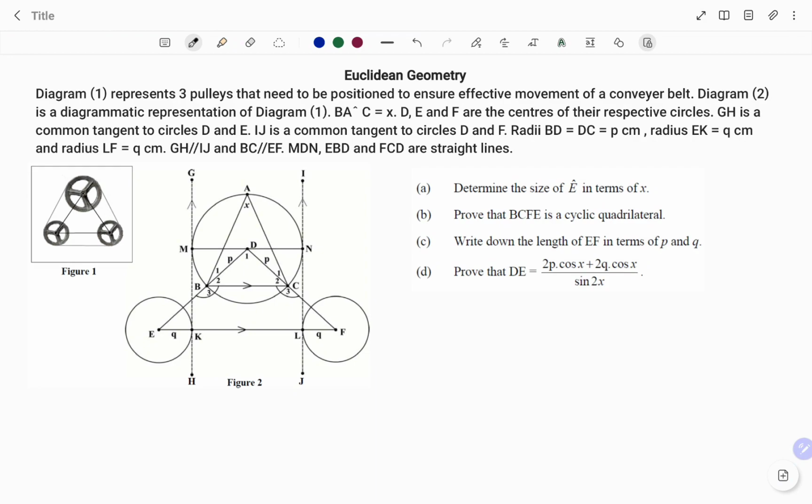We are to: A, determine the size of angle E in terms of x. B, prove that BCFE is a cyclic quadrilateral. C, write down the length of EF in terms of P and Q. And D, prove that the line DE equals 2P cos x plus 2Q cos x divided by sine 2x.